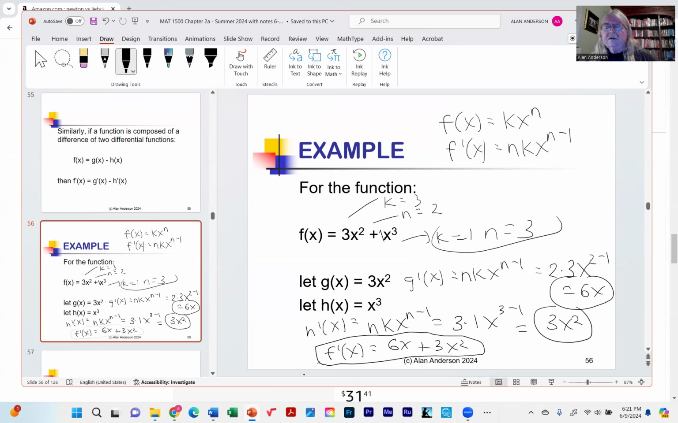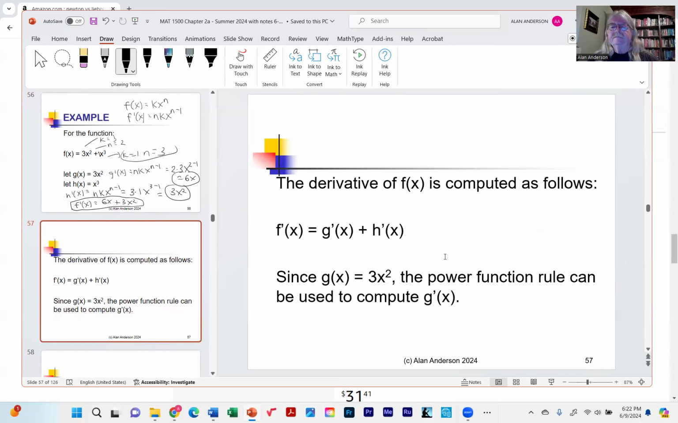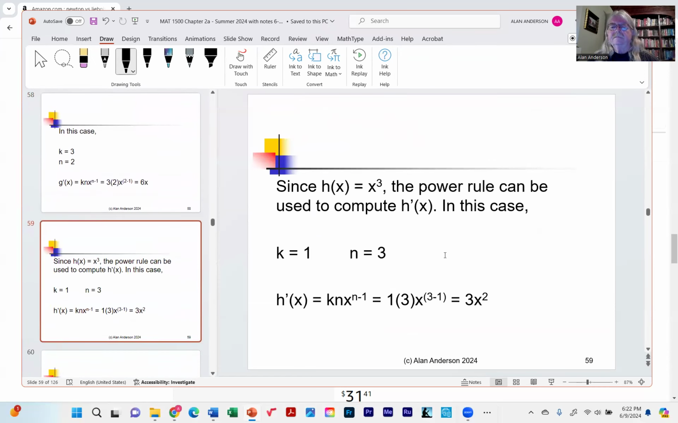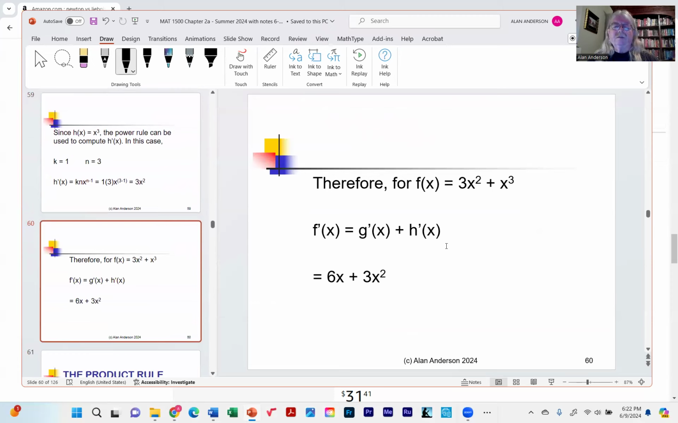And we didn't do anything different than in the previous examples, except that we had to do it twice. We have two terms, two functions, take and apply the power rule to both of them, and then add them up. And that's our final result.